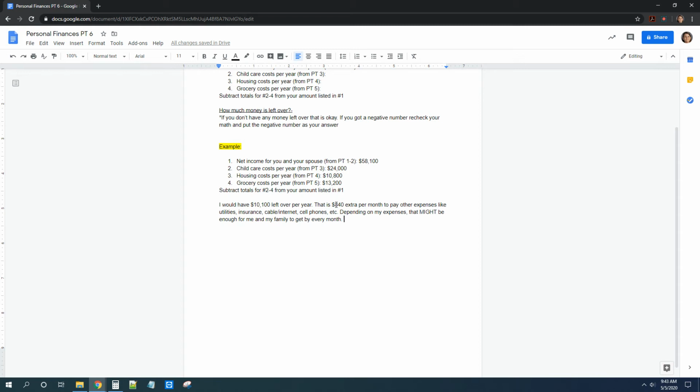Remember, guys, there are other expenses other than just groceries, childcare, and housing. You've got to pay your utilities, so that means your electric and your water. If you have cable and internet, you have to pay for that, and for your cell phones. You have to pay your car insurance and your health insurance. If you have a car payment, you have to pay your car payment. So there are a lot of extra expenses other than the few that I did for our activity.